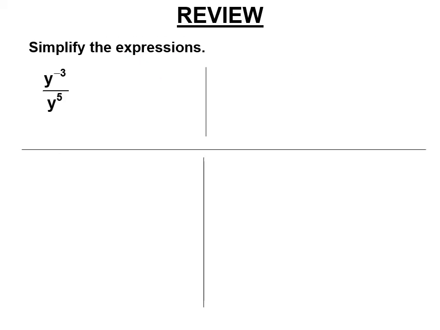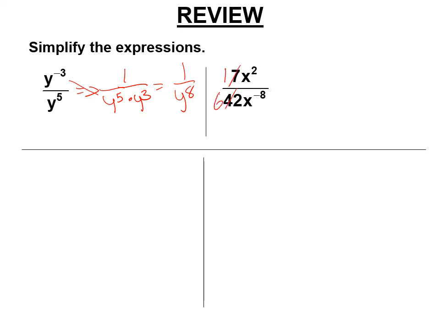All right, then we put negative exponents in these. So the y to the 5th stays. The y to the negative 3rd comes down here and becomes y cubed. This is 1 over y to the 8th. Negative exponents get flipped, positive exponents stay. Coefficients also stay where they are.